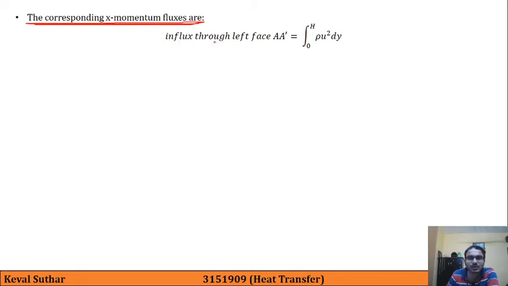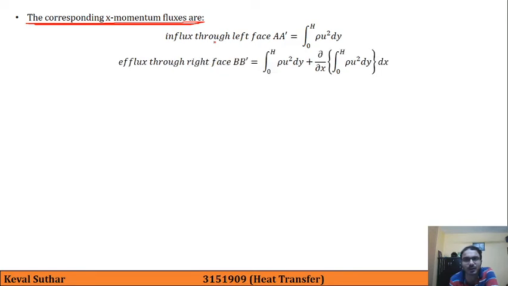So the influx through the left face A prime is given by this formula, and the efflux through the right face B prime is given by this formula. That is quite obvious because we are considering x momentum. That's why we are multiplying the mass flow rate with the x component of the velocity, that is small u.